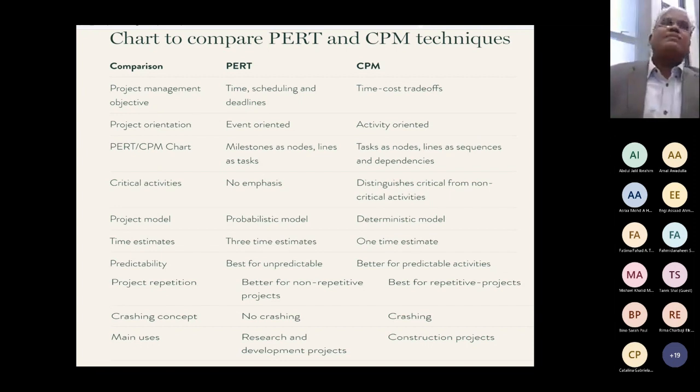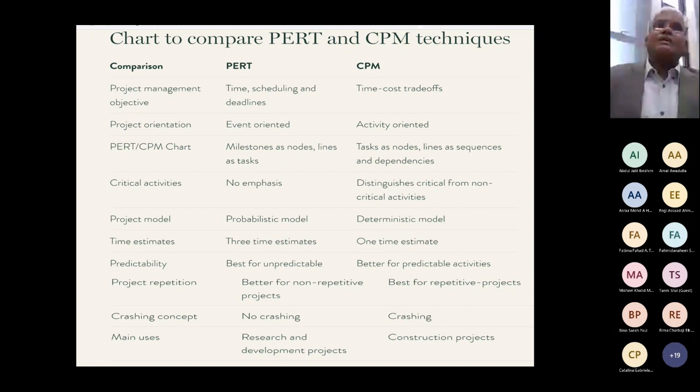In terms of comparison, different components, if you take, for example, project management objective, PERT deals with time, scheduling, and deadlines, whereas CPM deals with time cost trade-offs. The second component, project orientation, the PERT deals with events, and CPM actually deals with the activities, that is tasks. In the chart, in PERT, it talks about milestones as nodes, lines as tasks, whereas CPM talks about tasks as nodes, lines as sequences, and dependencies.